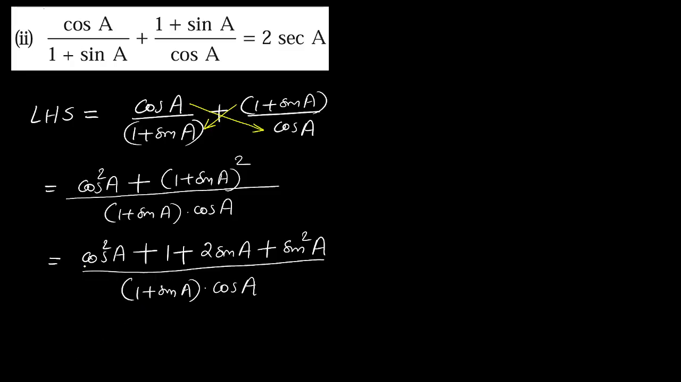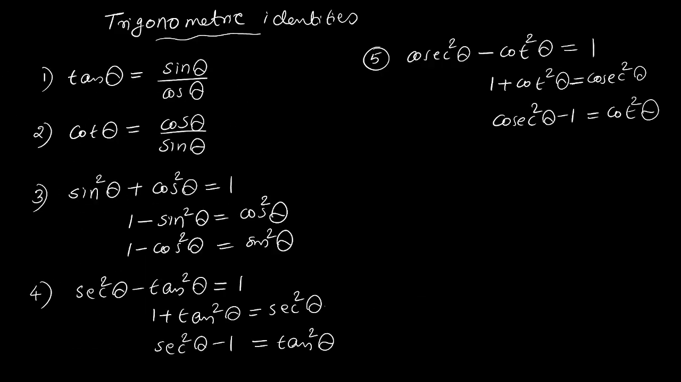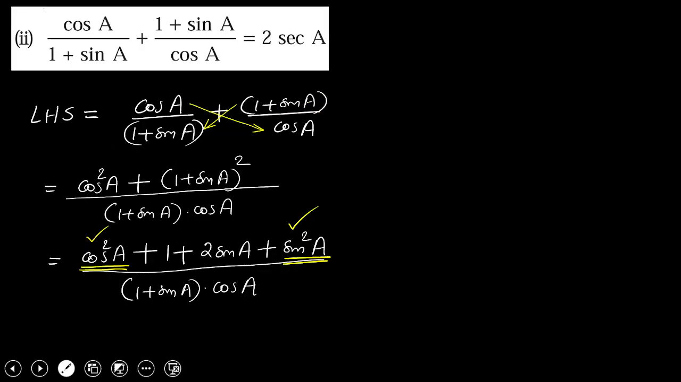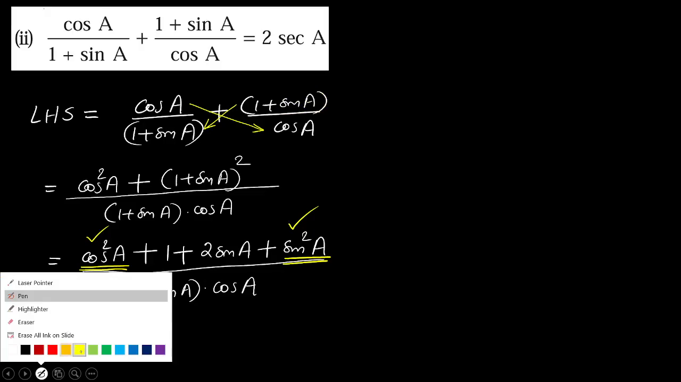Here you see that cos square A is there, sin square A is there. Sin square A plus cos square A is 1. We have studied that identity. Look here. Sin square A plus cos square A is 1. We have an identity. But you must show all the steps.